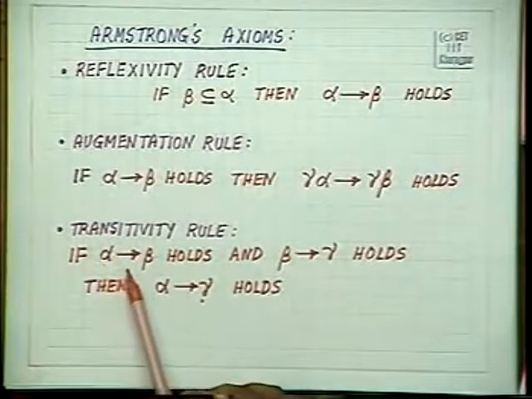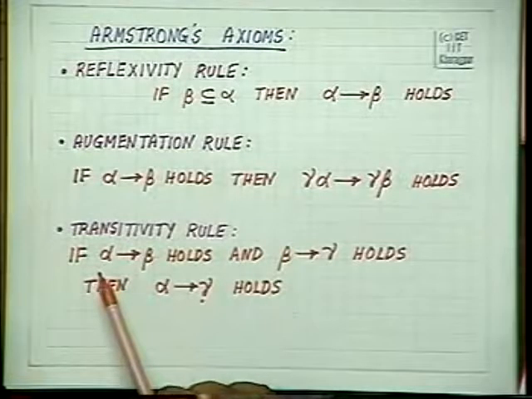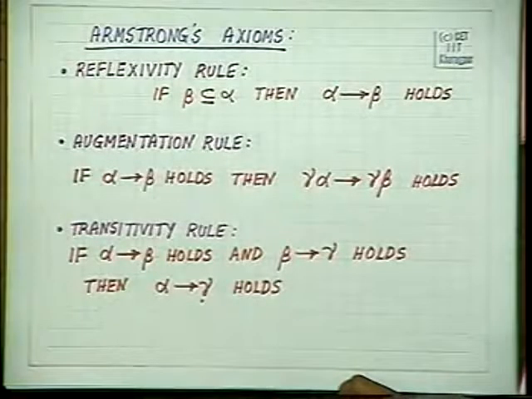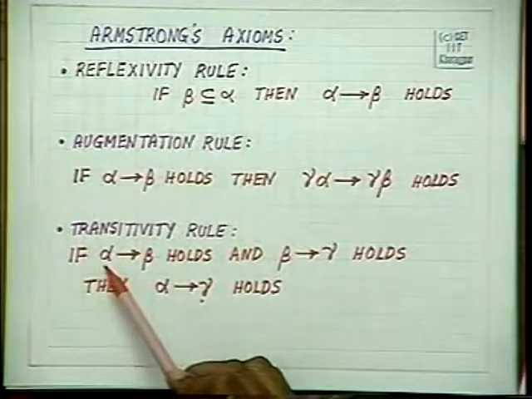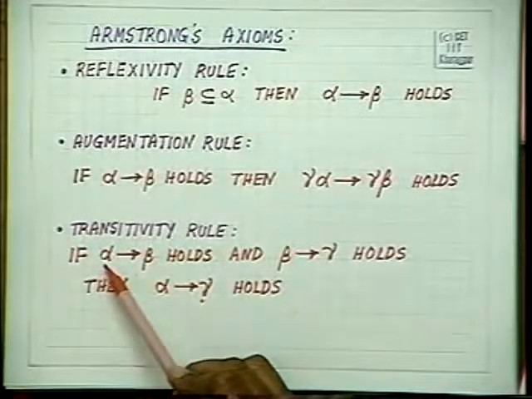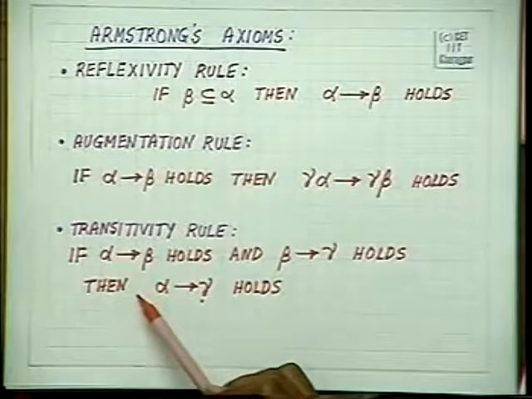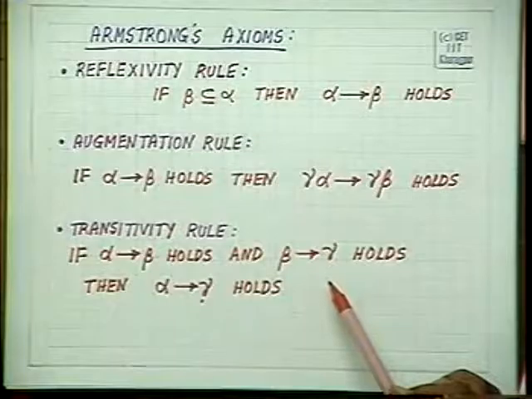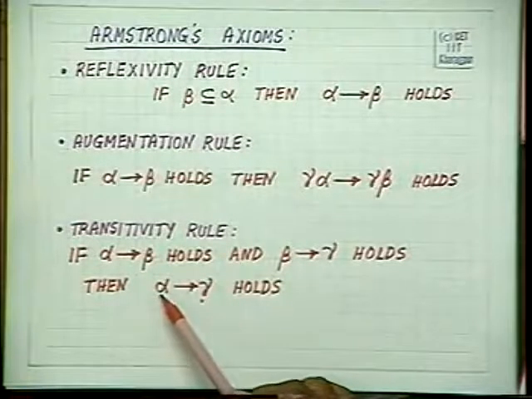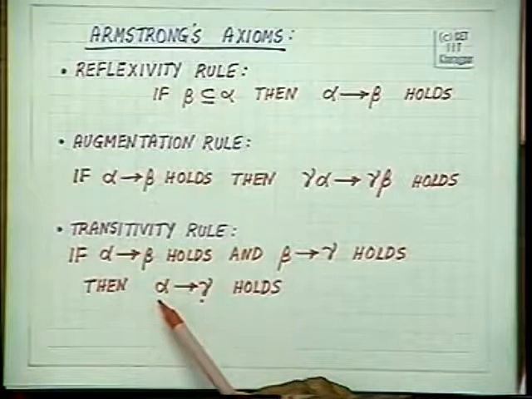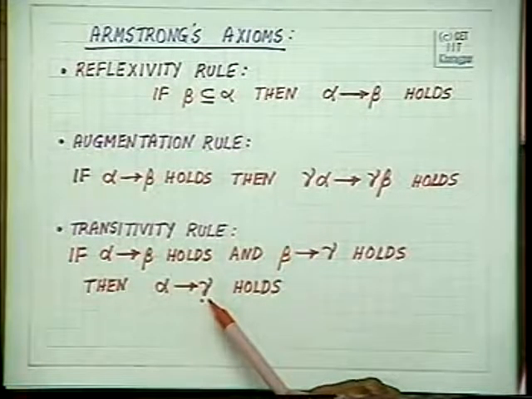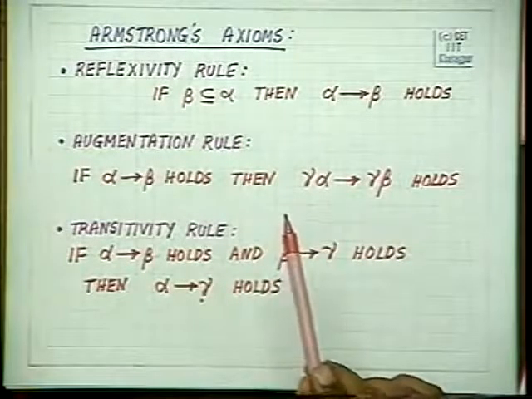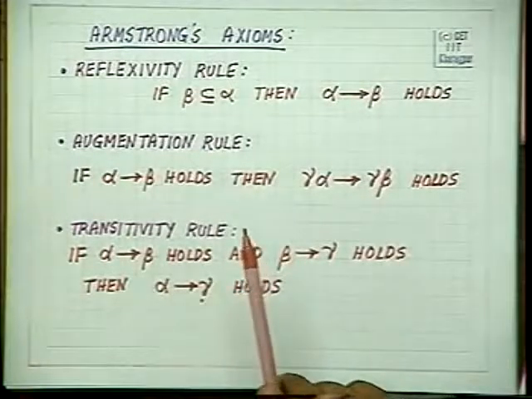The third is the transitive rule, which we have been using so long. If alpha to beta holds and beta to gamma holds, then alpha to gamma holds. That is, if there is alpha to beta, which means the two tuples having the same alpha must have the same values in the attribute beta, and if they have the same values in beta, they must have the same values in gamma, which directly means that if they have the same values in alpha, they must have the same values in gamma. The proof that these three rules are correct is quite obvious and can be proved logically very easily.